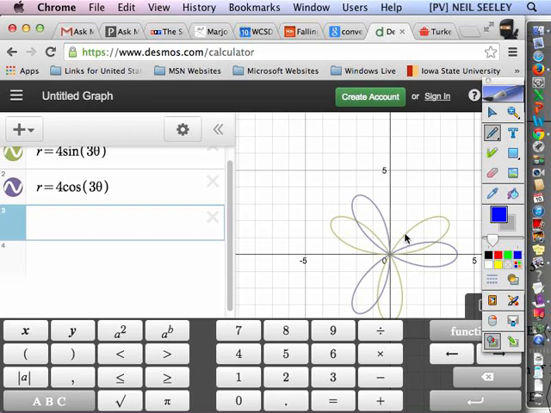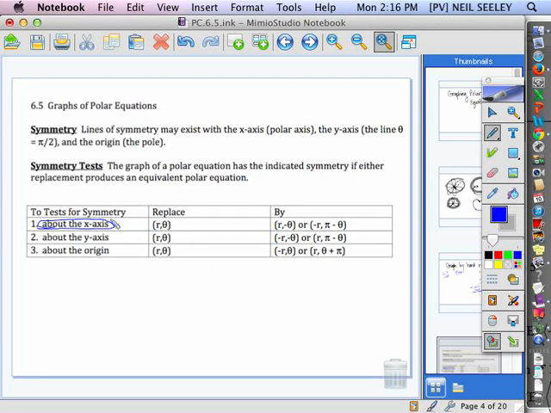Cosine is the x-axis. It's the blue one. You're very correct. So we go to cosine. X-axis symmetry. It seems that my cosine curves have that x-axis symmetry. I'm going to put a question mark there until we disprove it.